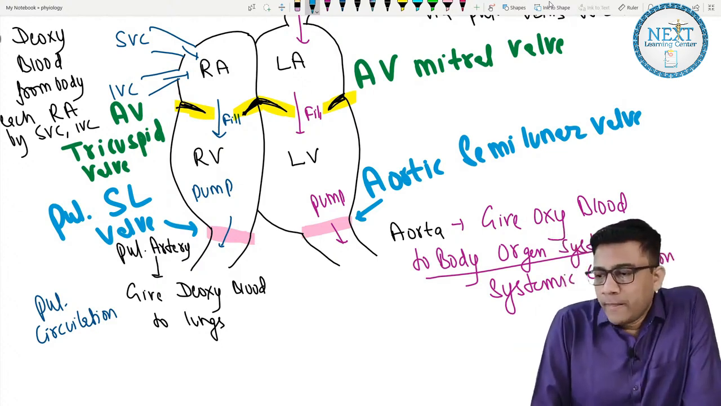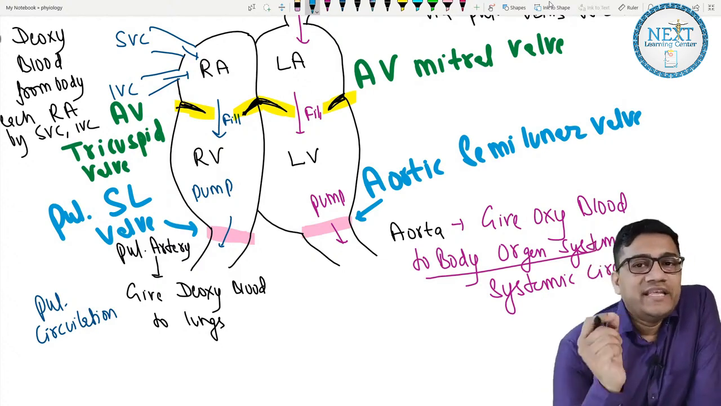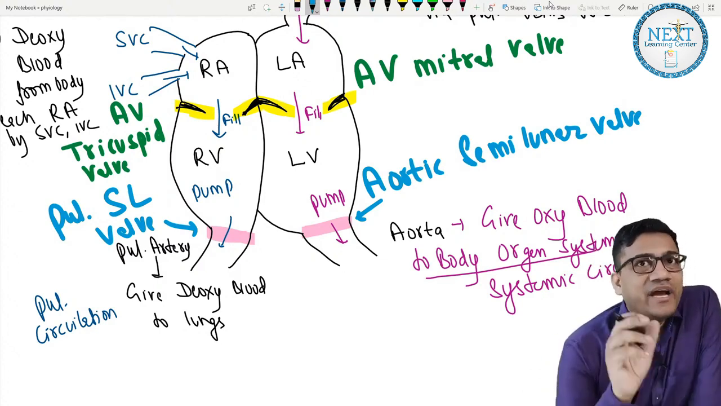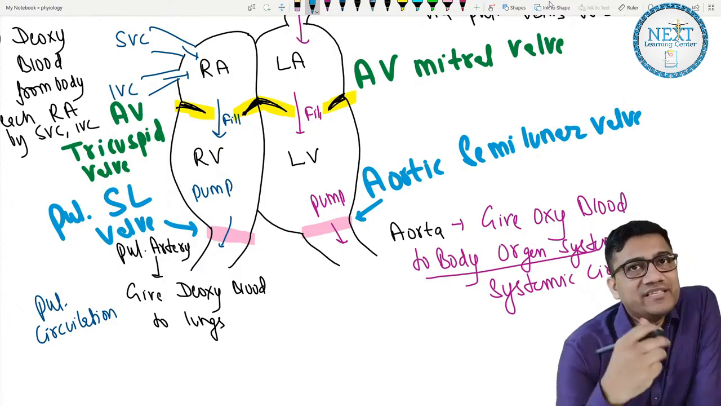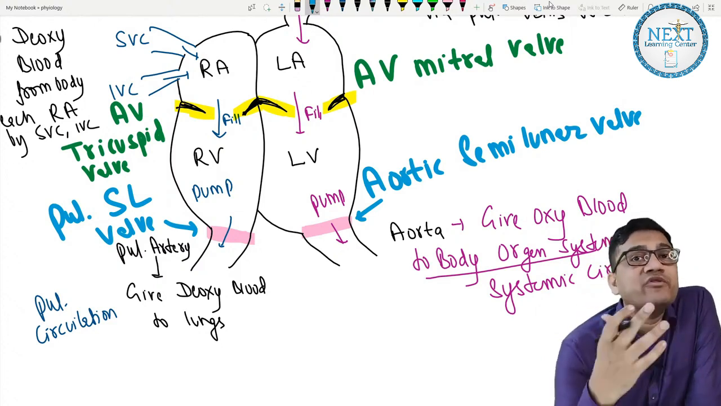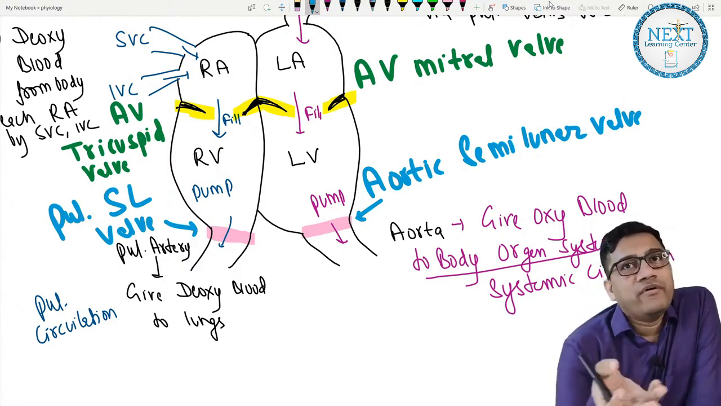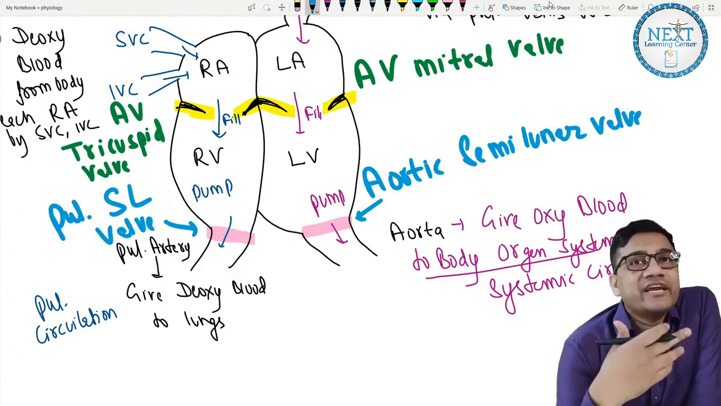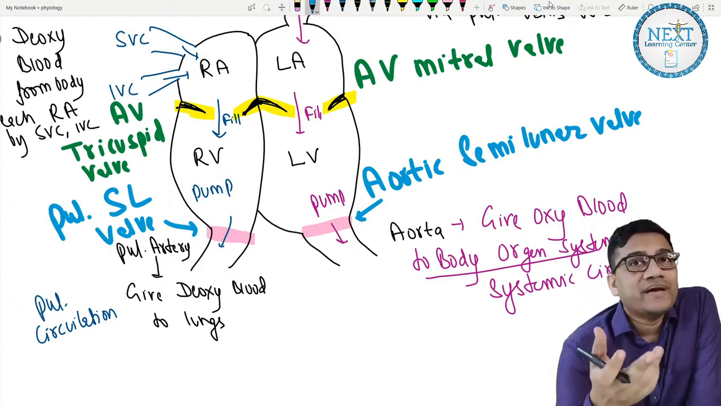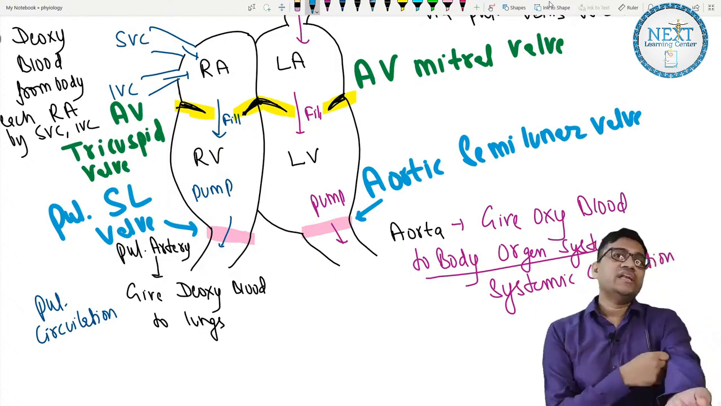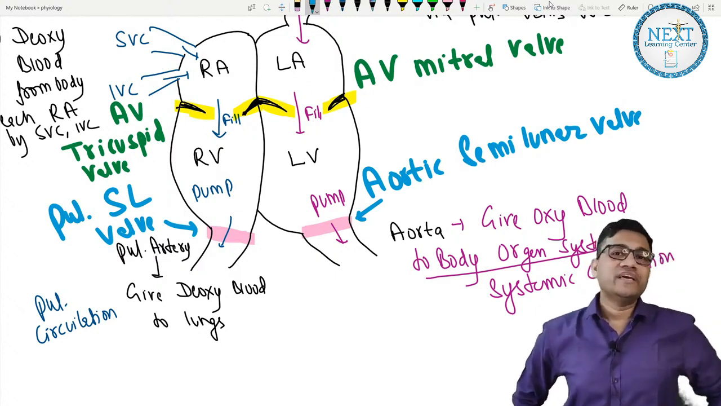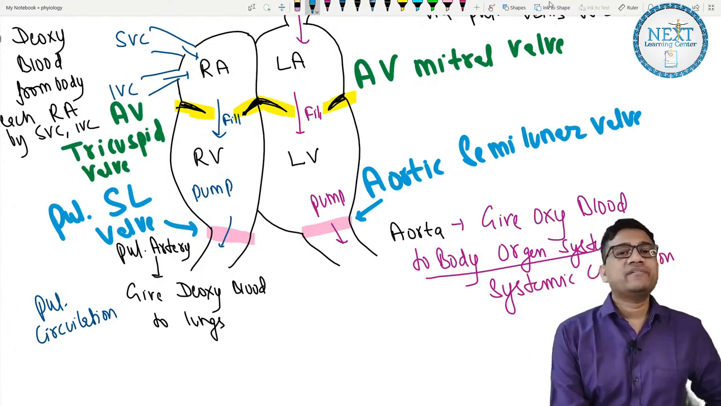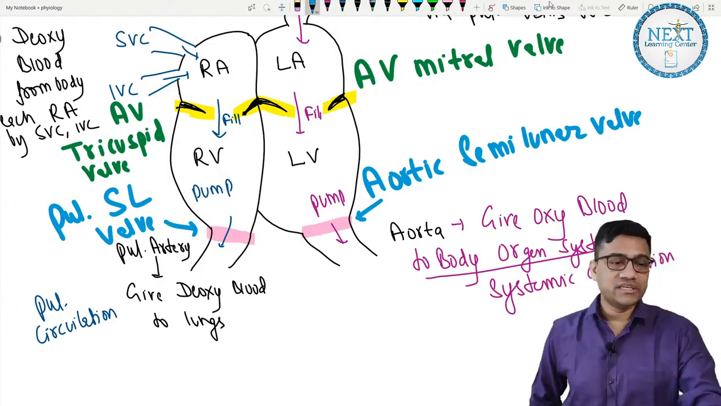Now in case there is any valve defect, we can replace it and put a prosthetic valve, that is an artificial valve, and obviously it would not be made of organic material. So that's why these valves appear radio-opaque, that is, they appear whitish in X-ray. So that's why they gave a picture of a prosthetic mitral valve in the exam.